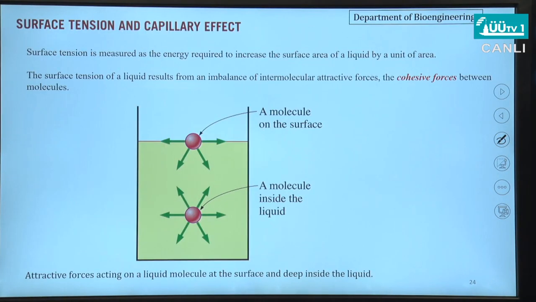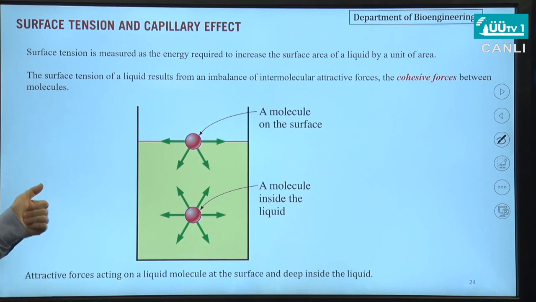Okay, let's continue with surface tension and the capillary effect. We want to study the capillary effect, and to understand what the capillary effect is, we should first study surface tension. And what is surface tension? We can easily define surface tension as the energy that is required to increase the surface area of a liquid by a unit of area.